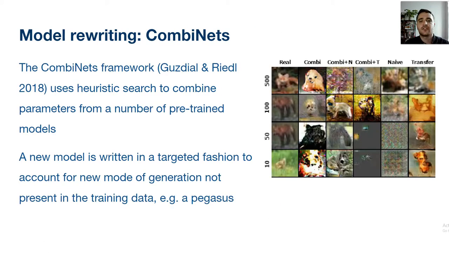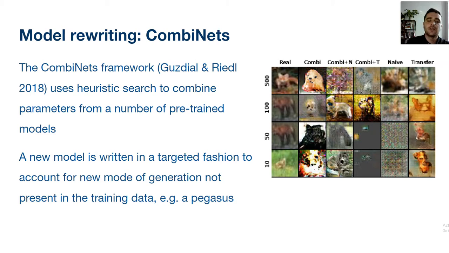The final technique we're going to discuss is the Combinets framework. Here we're writing a new model using heuristic search in a targeted fashion, but we're using parameters from a number of pre-trained models. So we're combining parameters from lots of models in a targeted way, and we're doing this to account for a new mode of generation.